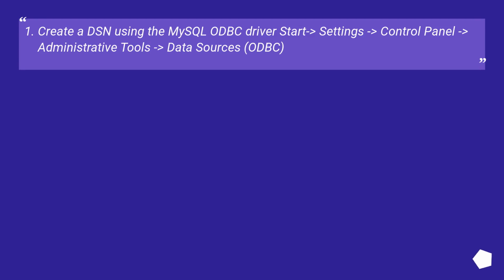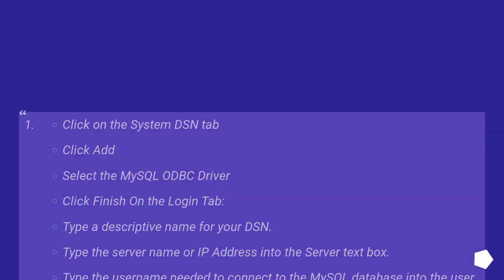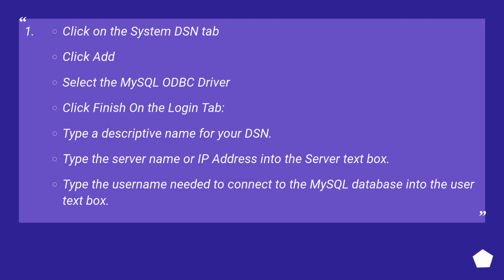Create a DSN using the MySql ODBC driver. Start > Settings > Control Panel > Administrative Tools > Data Sources, ODBC. Click on the System DSN tab. Click Add. Select the MySql ODBC driver. Click Finish on the Login tab.